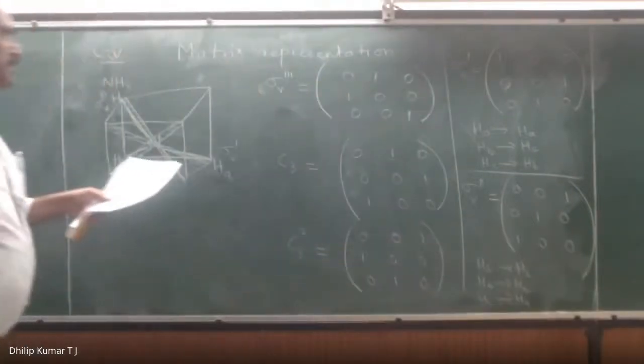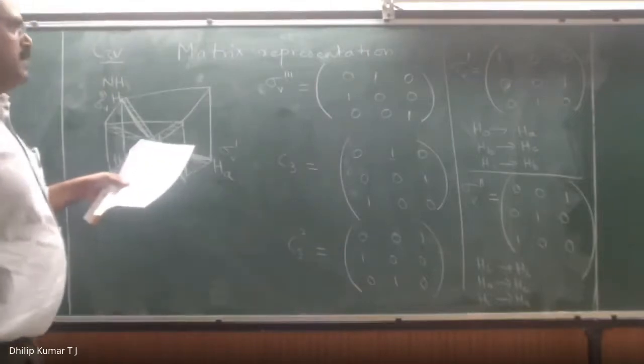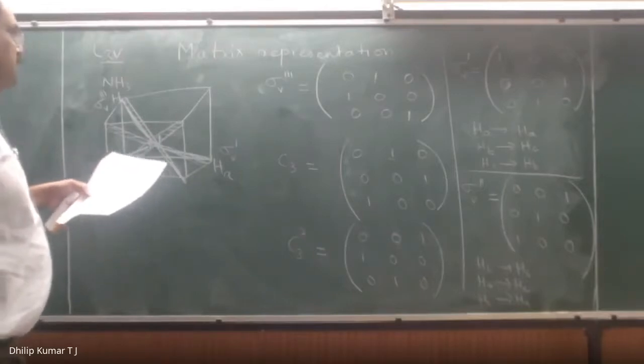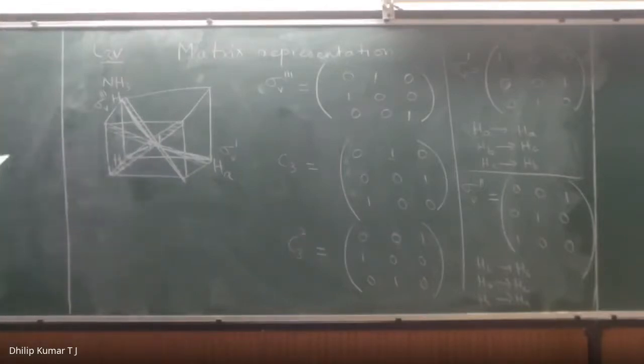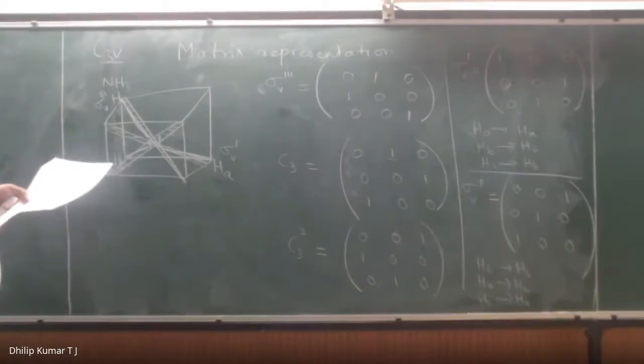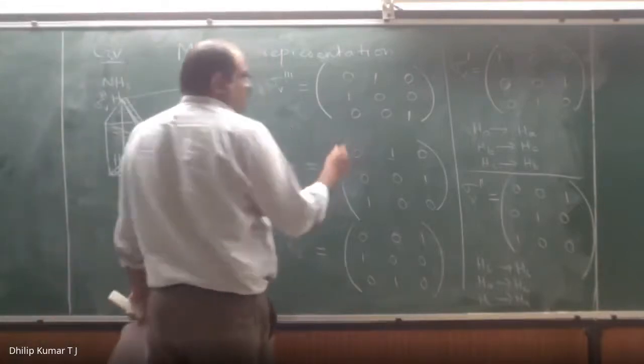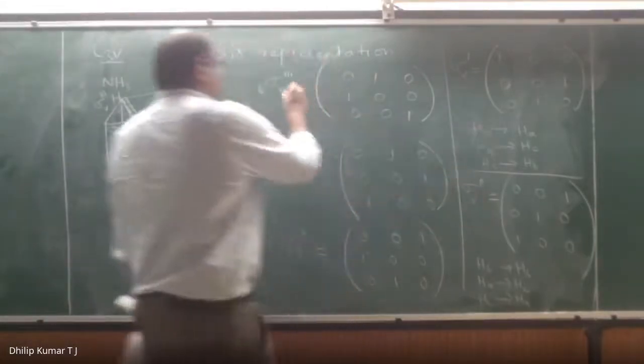Okay, I can check if it is correct with my notes. Yes, sigma V double prime is fine. Sigma should be fine, I think. Yes, 1, 0, 0. Doesn't matter, it's fine. So you'll get something like this. So you have 3 matrices: sigma V prime, sigma V double prime, sigma V triple prime.